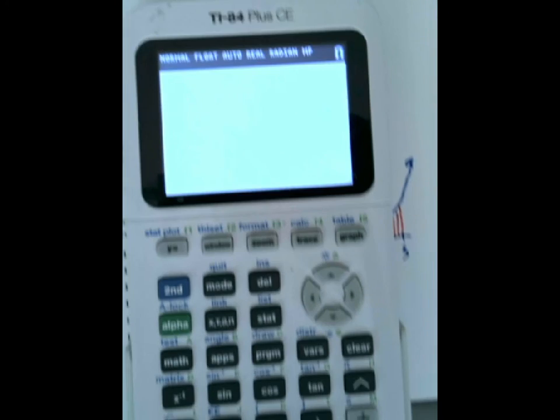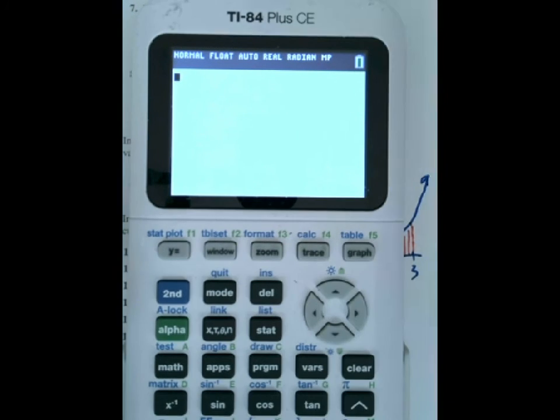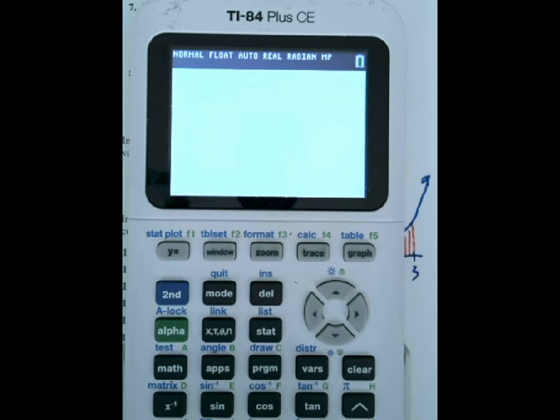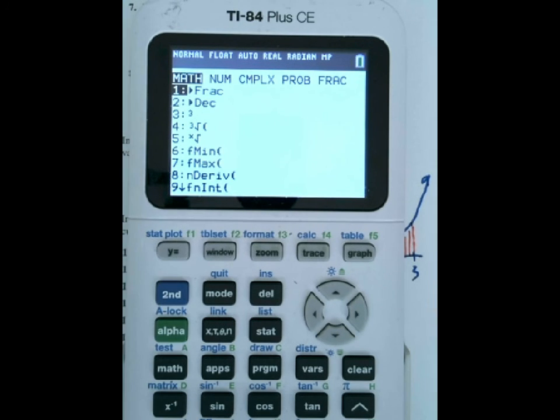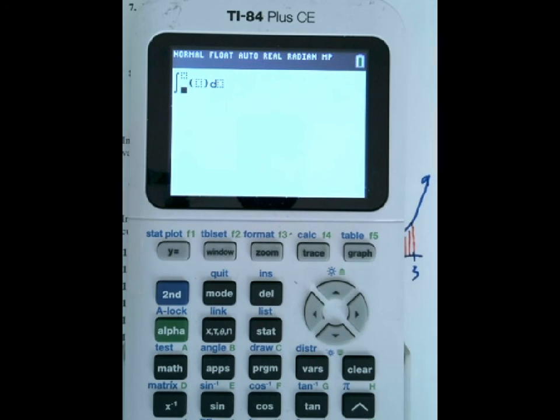I'm going to go ahead and zoom out a bit so we can see more of it. I'm going to use the math key here. Boom. And I want choice 9 that says Fn integral. That's the integral of a function. Choice 9. And notice that if you're lucky and you don't have one of the really old TI-83s with the old operating system, you get this handy-dandy little picture, right?